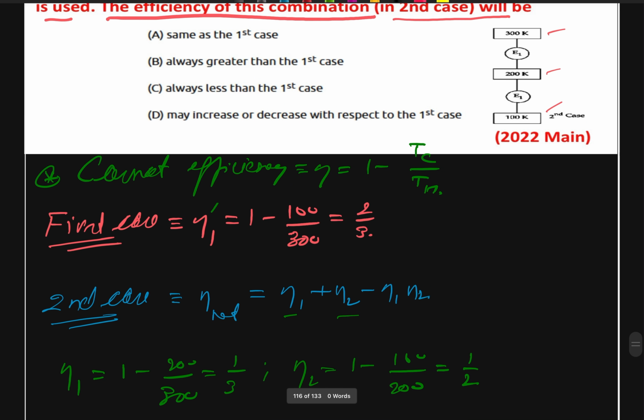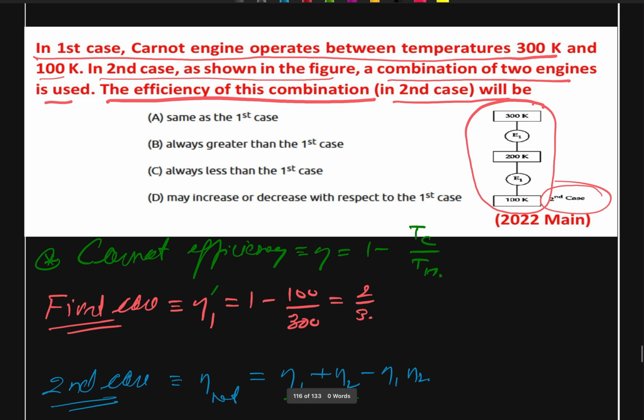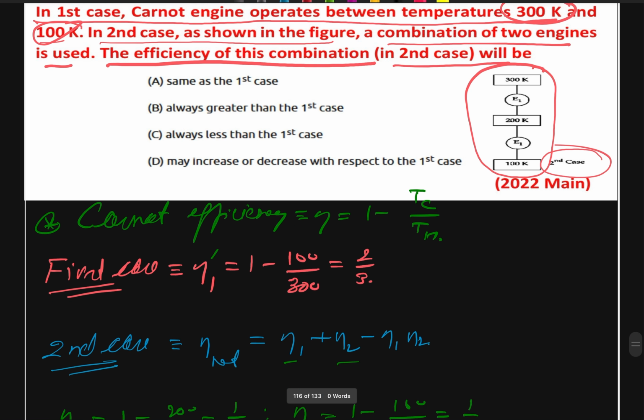Okay, in this case we have to remember that this entire figure is the representation of the second case only. The first case is given in the question independently, that is our 300 and 100. So this entire combination is our second case only.